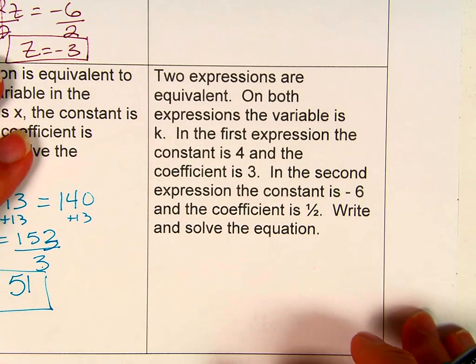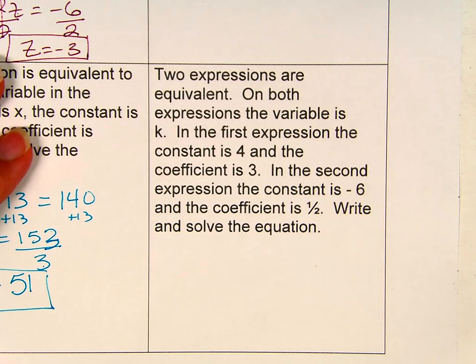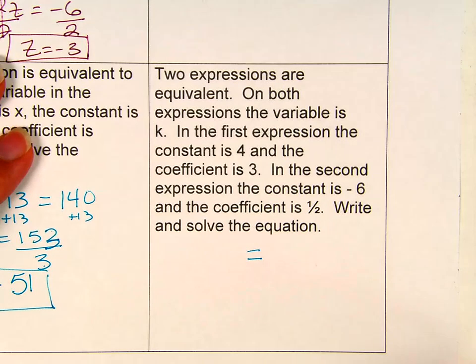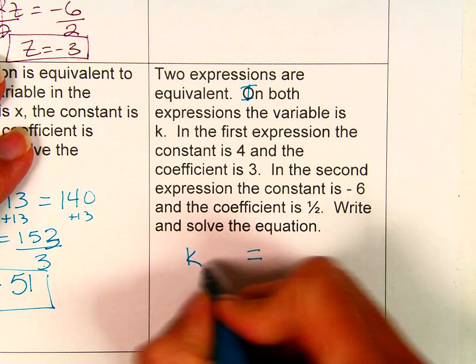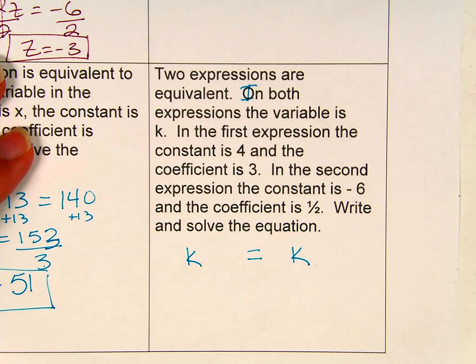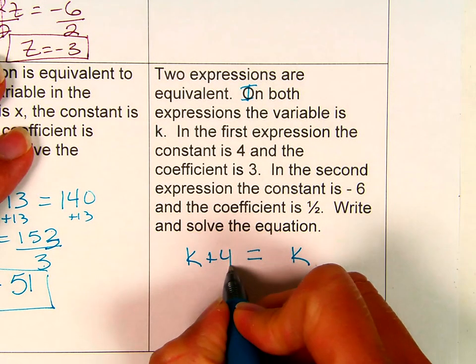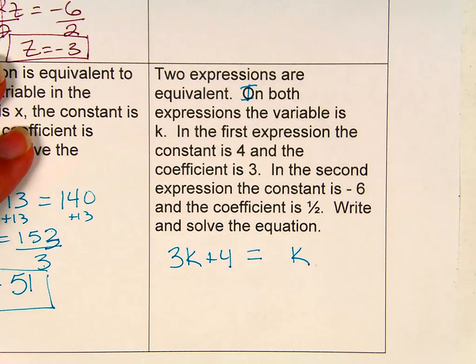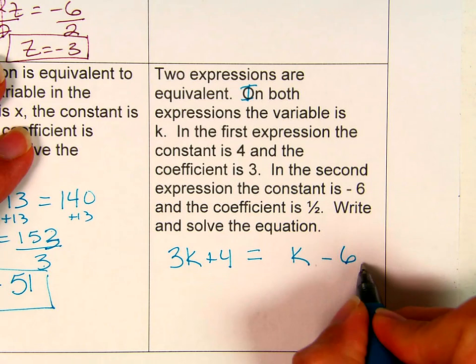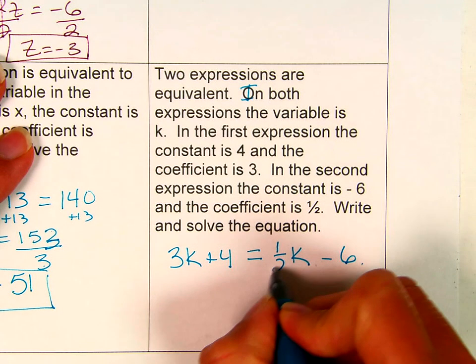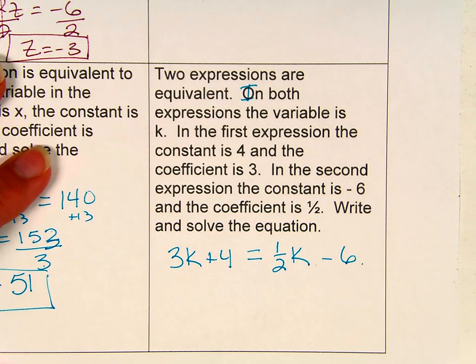All right, last one. Two expressions are equivalent. Remember, pause if you haven't done it yet. See if you can do it by yourself. That's the best way to prepare for the test. Equals. Two expressions are equivalent. In both expressions, the variable is k. In the first expression, the constant is 4 and the coefficient is 3. In the second expression, the constant is -6 and the coefficient is 1/2. All right, now I'm going to solve it.